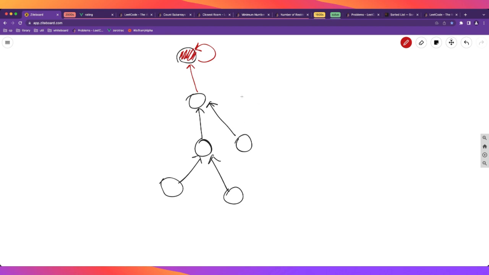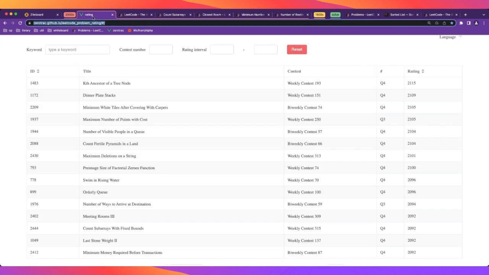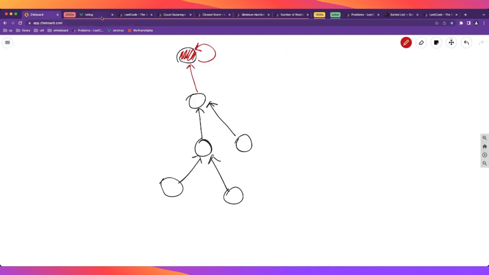So the LCA is the lowest common ancestor, which is a very important concept in trees. But I can explain that in another stream. So I think that's it. Do you have any other questions?